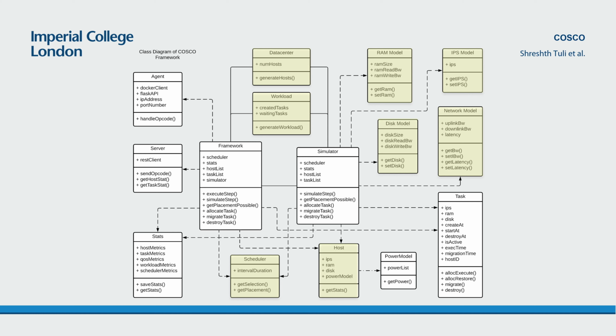To get the power consumption of the host, instead of measuring the power intake, we use the power consumption model, which gives us the power consumption estimate as a function of the CPU utilization percentage of the host machine.